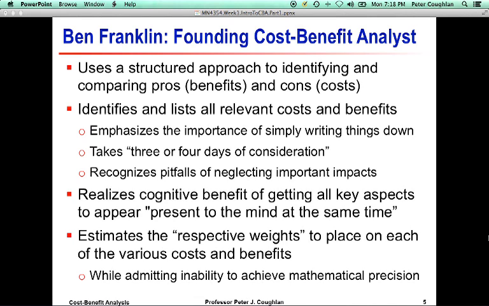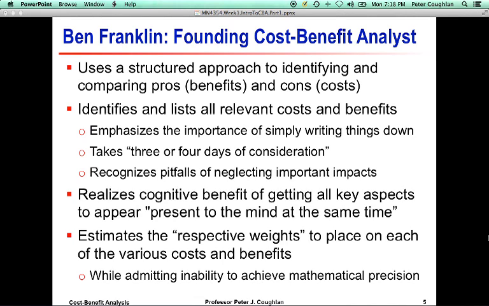They are present in the mind at the same time, right? He talks about having the whole before me, right? And so he's recognizing the cognitive benefit of getting all key aspects within one analysis. Look at everything at the same time. Right? Then once doing so, again, estimating the respective weights to place on each of the various costs and benefits.